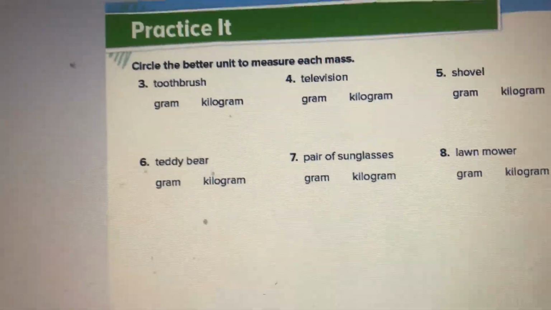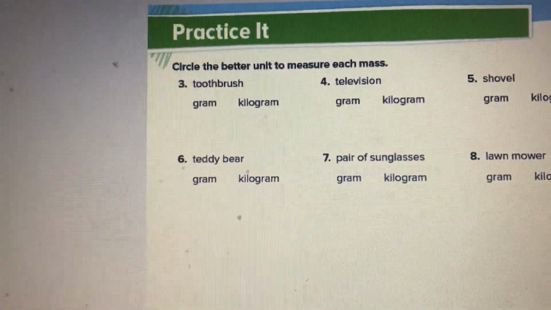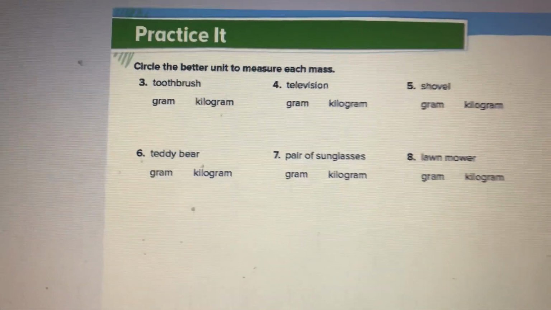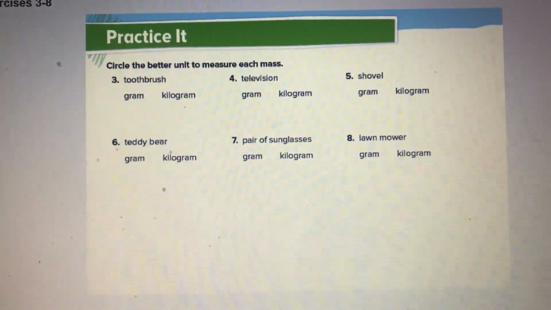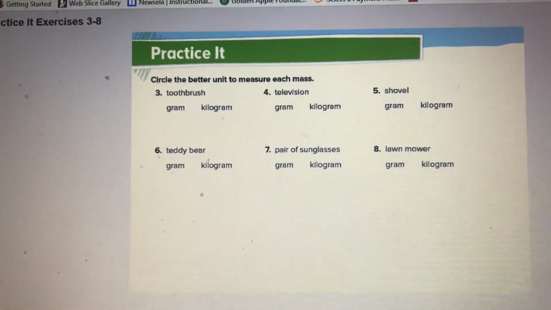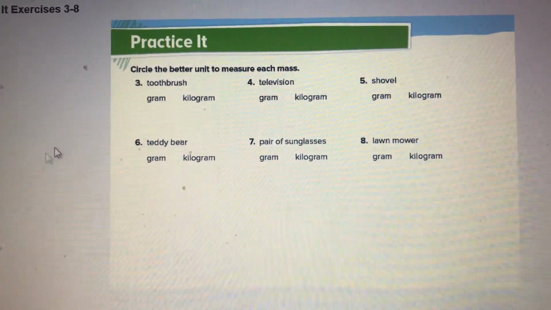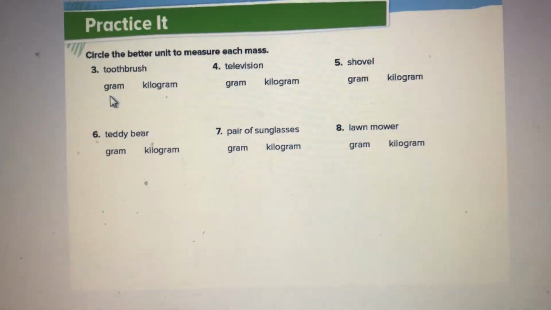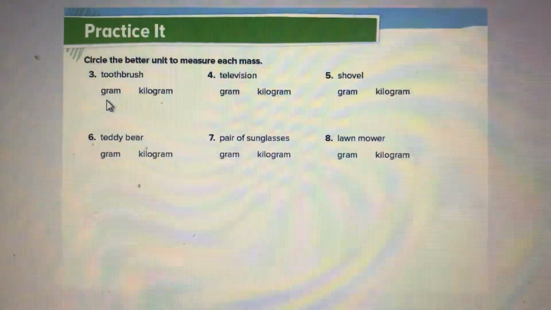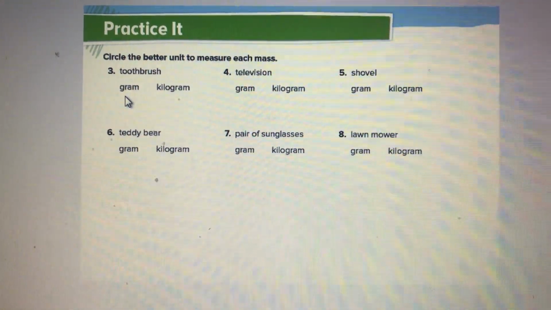Okay, now I want you to circle the unit to measure each mass. So think about this, okay? Remember, gram, something smaller, kilogram, something bigger, like the size of a baseball bat. So toothbrush, yeah, I think that you're going to go with gram on that one. Go ahead and look at numbers 4 through 8 and see if you can come up with an answer for those real quick while I'm waiting.